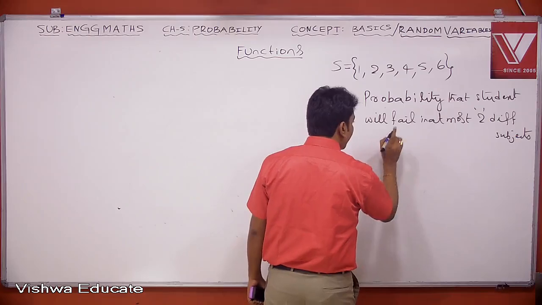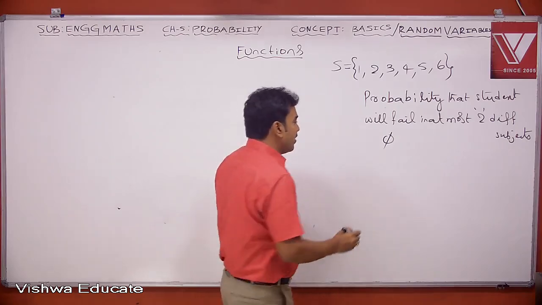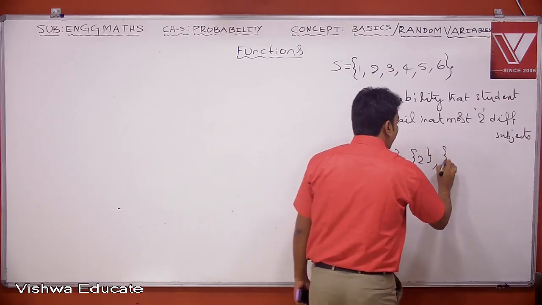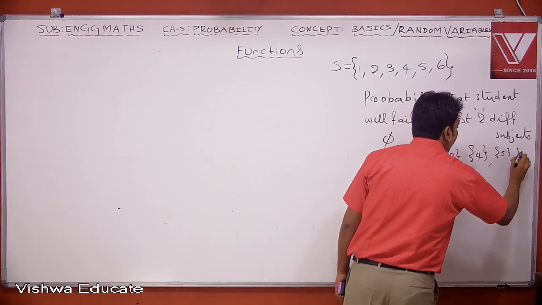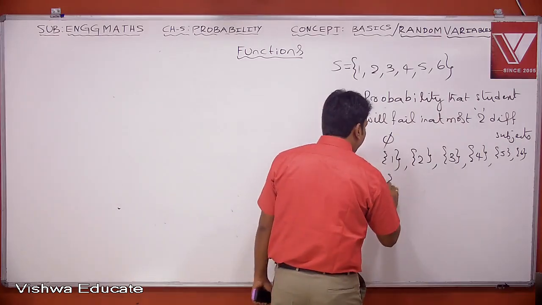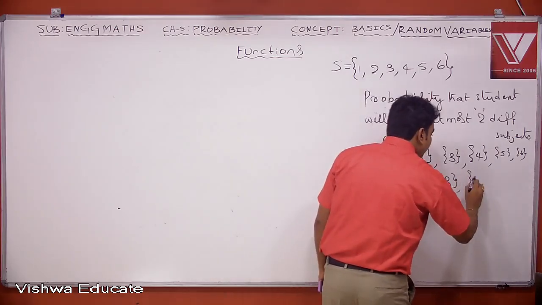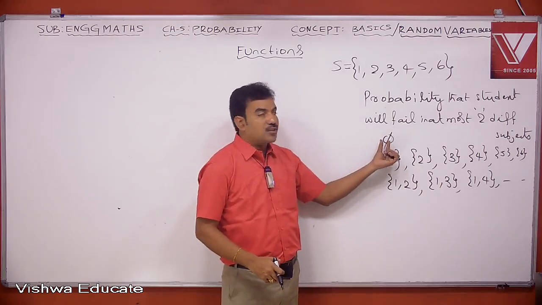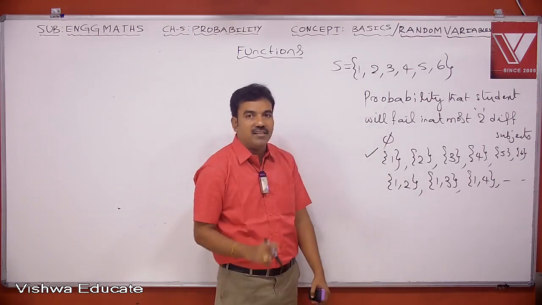That means the student may fail in only 0 subjects. That means empty set. Or he may fail in 1 subject. That means he may fail in only subject 1, or only subject 2, or only subject 3, or only 4, only 5, only 6. Only single failures in each subject. Or he may fail in 2 subjects. For example, 1, 2. Subject 1, 3. These are various chances. 1, 4, like this. So basically this is nothing but a subset of S having 0 elements. All these are nothing but subsets of S having a single element.